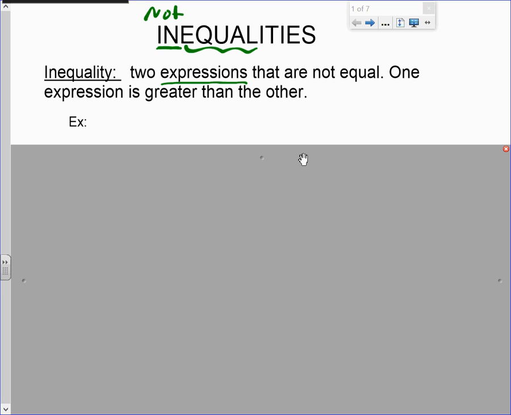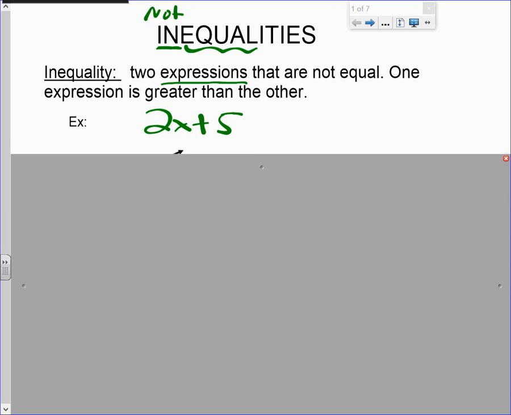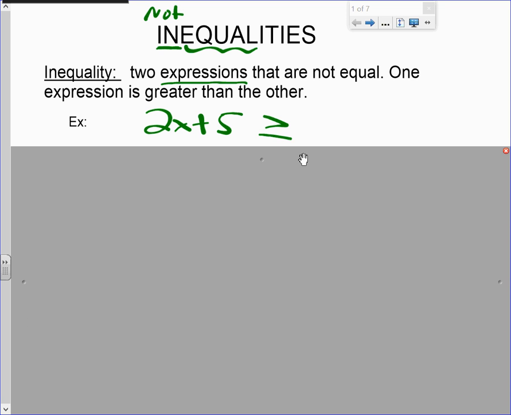Example: 2x plus 5 greater than or equal to x plus 2. Instead of equal, look at this greater than or equal to symbol.